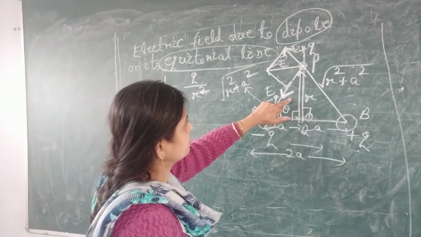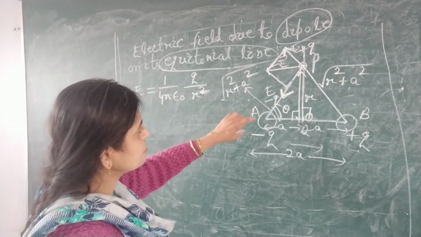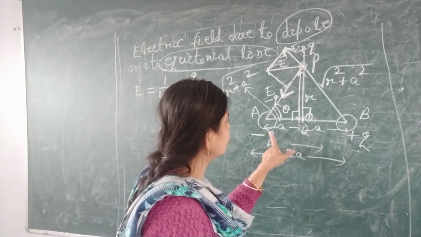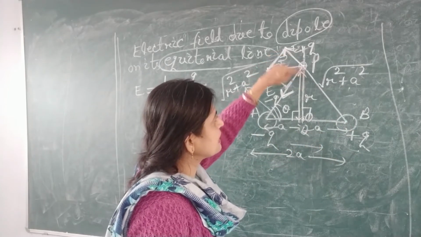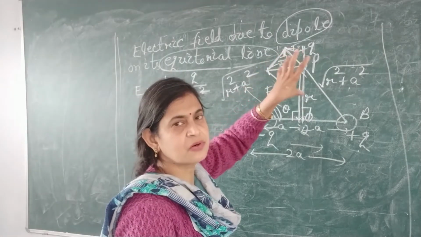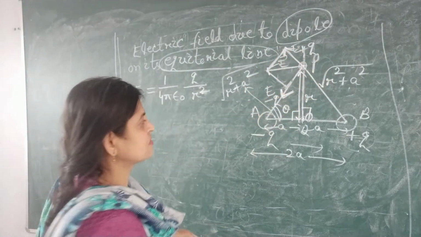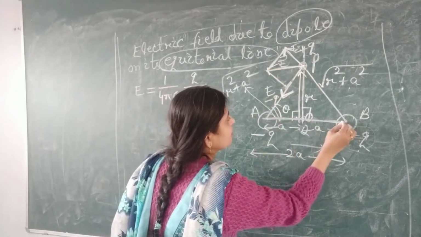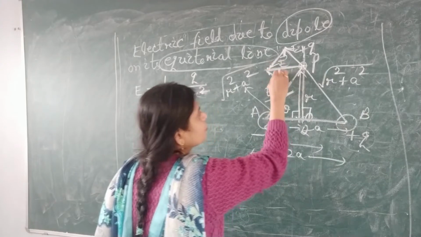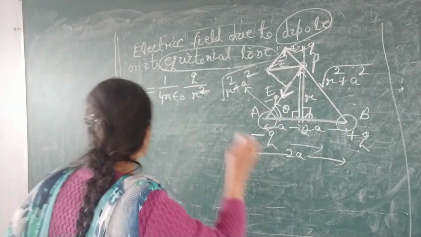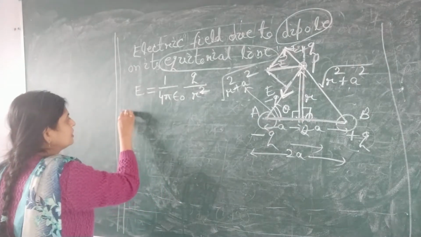Now, which components will we consider while finding the electric field? Mark the diagram. The components which are normal to the dipole axis due to both charges will cancel each other because they are equal and opposite. So only the components which are parallel to the axis of the dipole will be considered while finding the electric field. So first we will find E plus q.